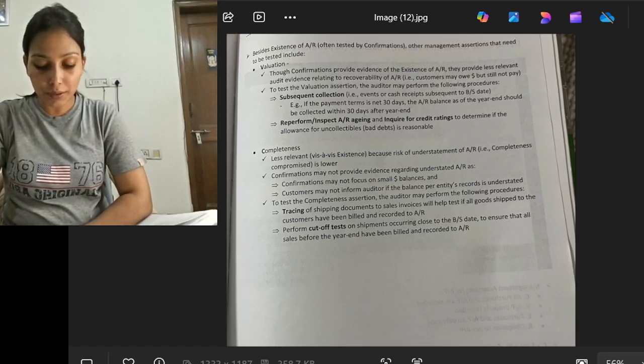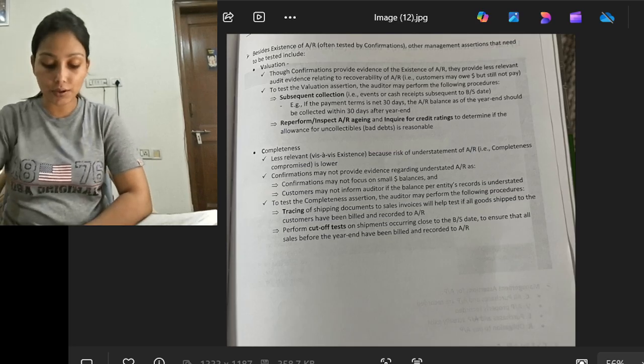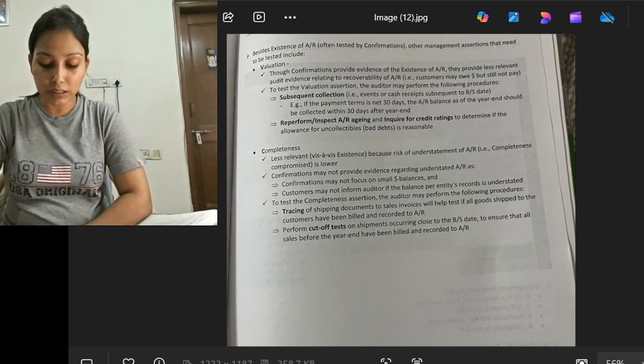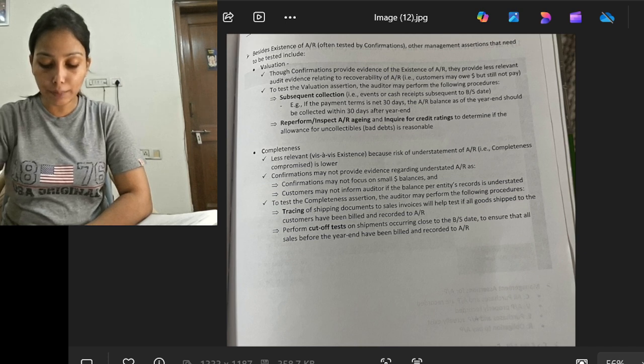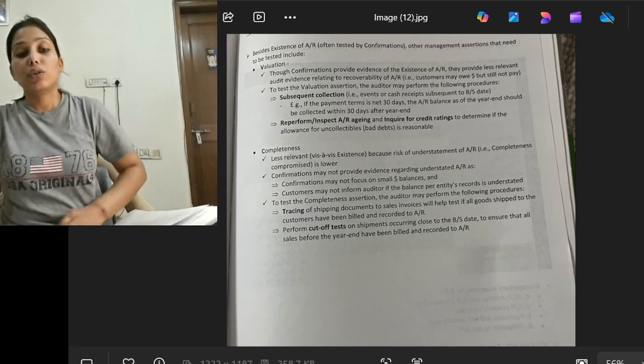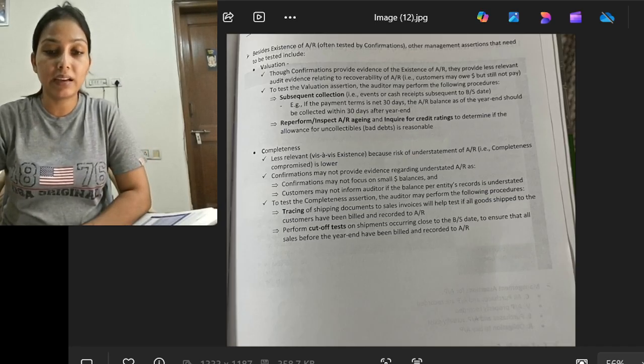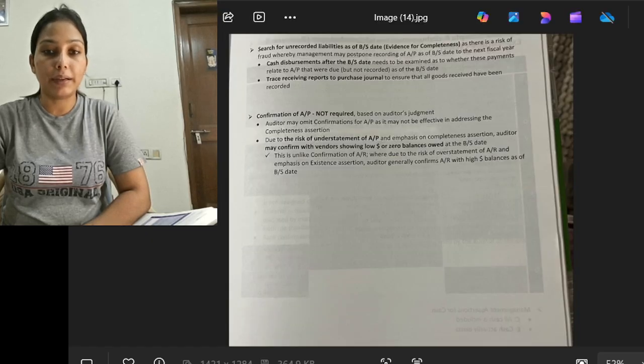Tracing of the shipping documents to the sales invoice will help test whether all the goods shipped to the customer have been billed and recorded to AR or not. Also perform the cutoff test on shipments occurring close to the balance sheet date, to ensure that all the sales before the year end have been billed and recorded to AR. So these two are the procedures where completeness can be tested and documented.